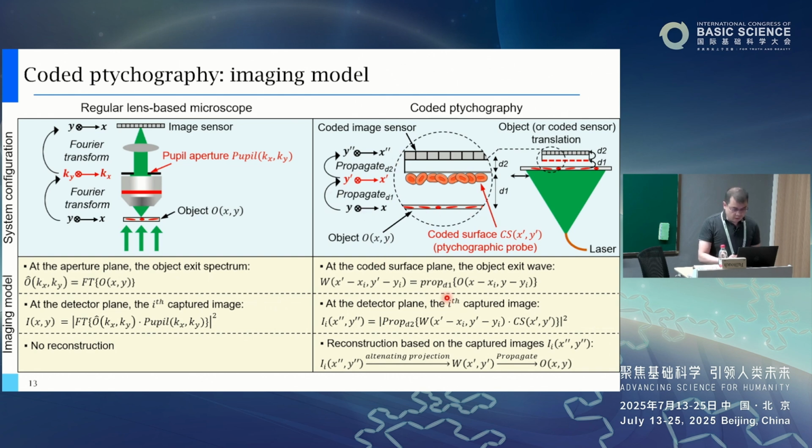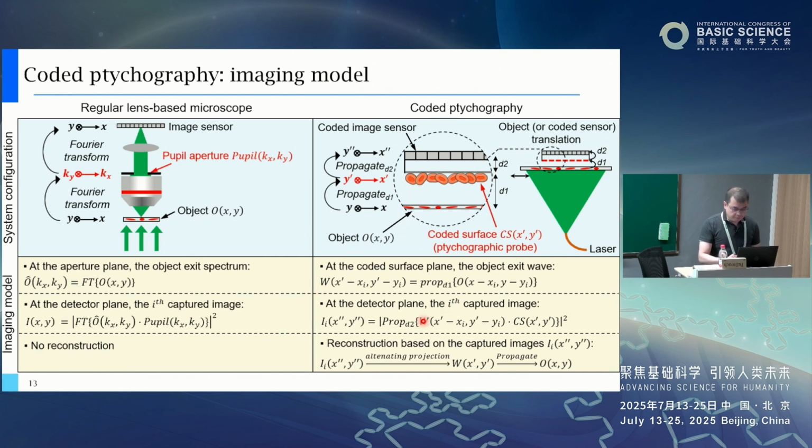In this case, the image model, we are going to propagate. We are not going to do the Fourier transform because we don't have a lens. So we're going to propagate the light for distance d1, the distance between the object and the coated surface. So we get the object wave W at the coated surface plane.